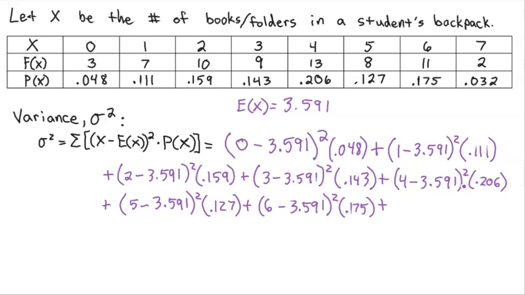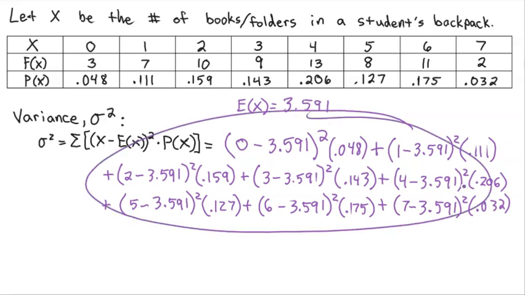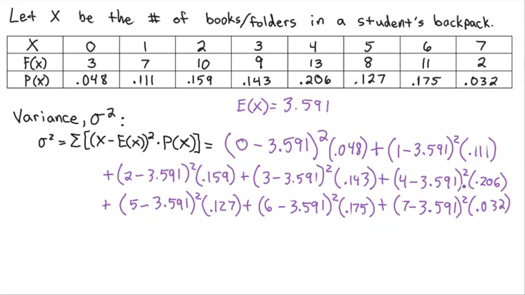Plus. Now we're going to do it with 7, the last one. 7 minus 3.591 squared times 0.032. And now, when we calculate all of this, and there are several ways we can do this, we will get one number, and that one number will be the variance, or sigma squared. And I'm going to show you how we can do this in a scientific calculator.